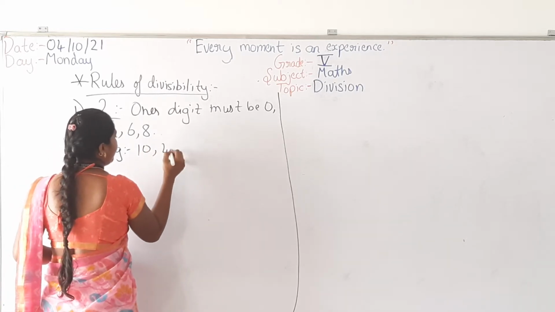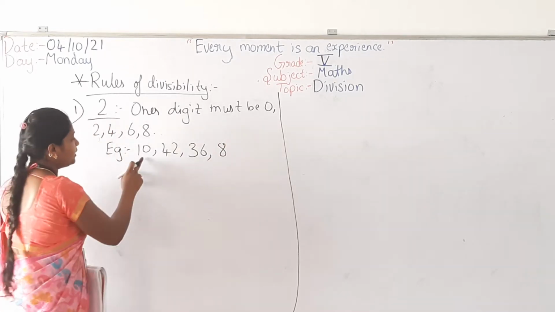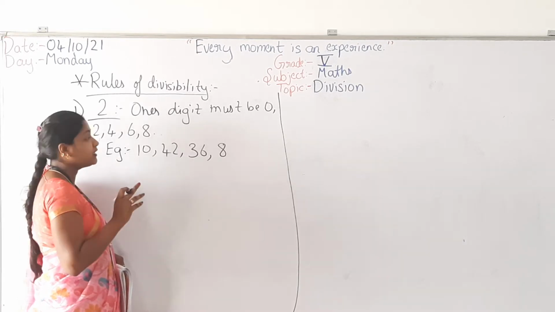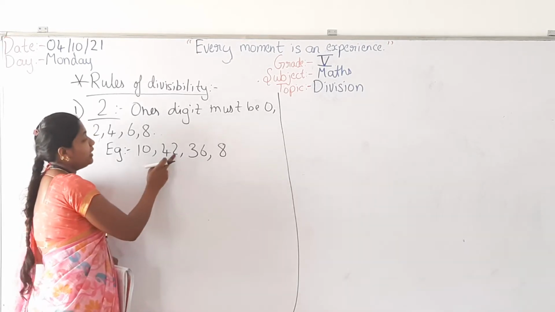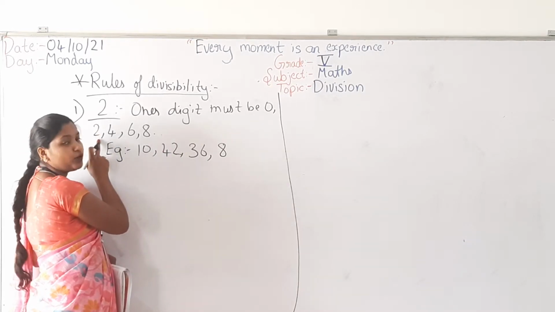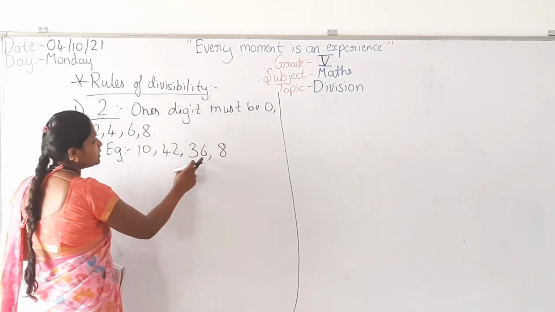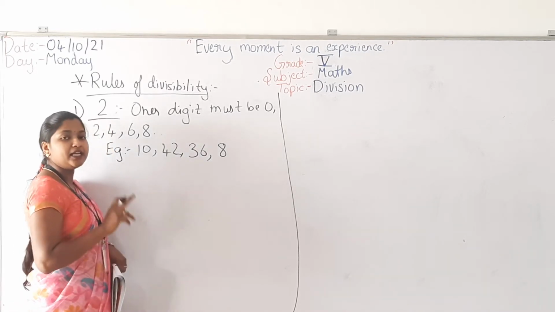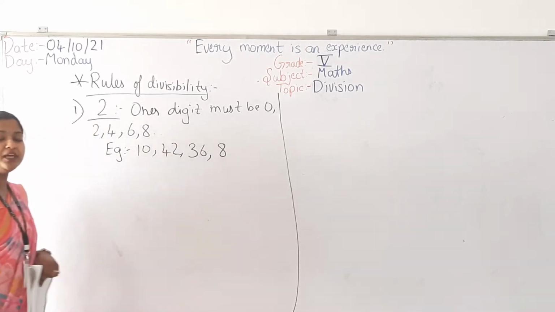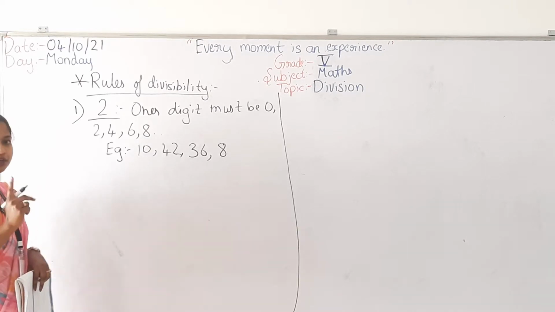10, 42, 36, 8. See, here the number in the ones place is 0. That means it is divisible by 2. You have to think like that. That is the rule of number 2. Here the number in the ones place is 2, so the complete number 42 is divisible by 2. Here in the ones place it is 6, so 36 is divisible by 2. And here the number is 8, so 8 is divisible by 2. Okay, so this is the rule for number 2.